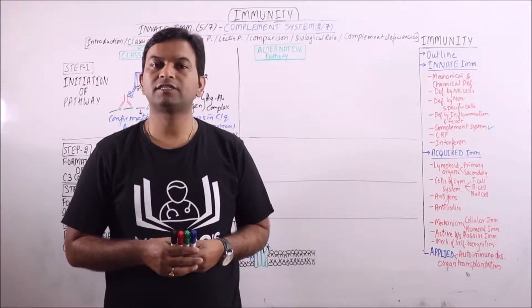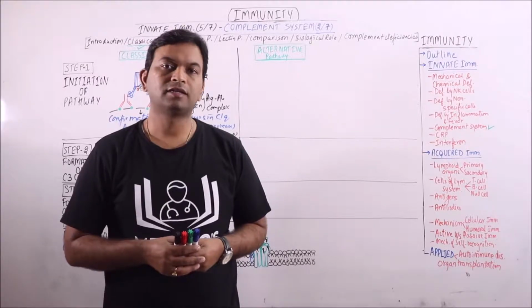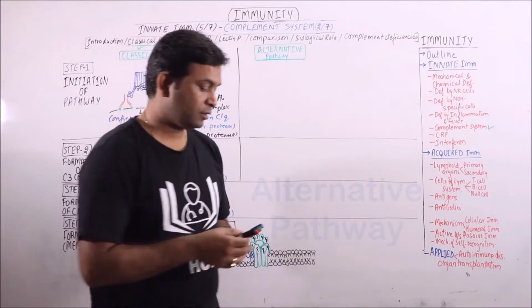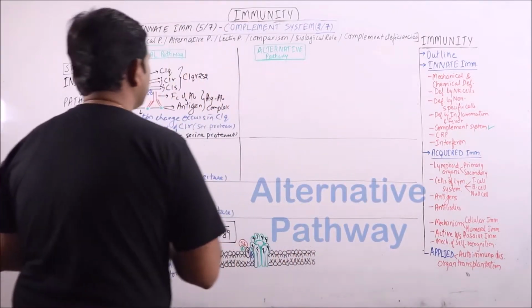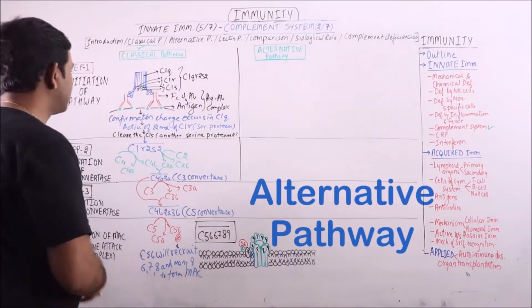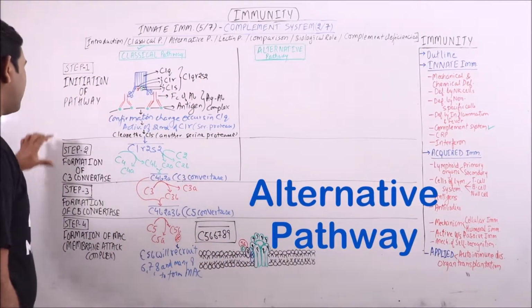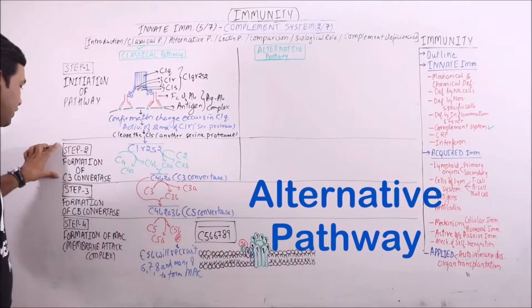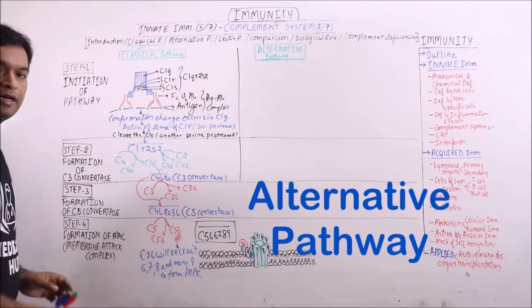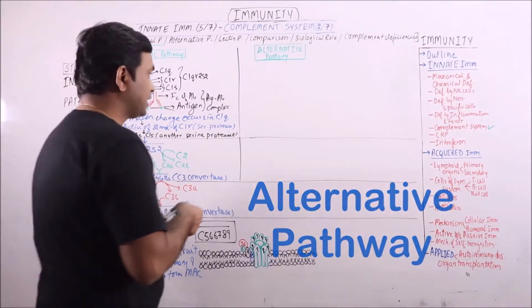This is a series of lectures on the complement system, and in the third video I am going to discuss the alternative pathway. Again, there will be 4 steps in which it will be discussed. First is initiation of the pathway, then formation of C3 convertase, then step 3 is formation of C5 convertase, and finally the formation of the membrane attack complex.